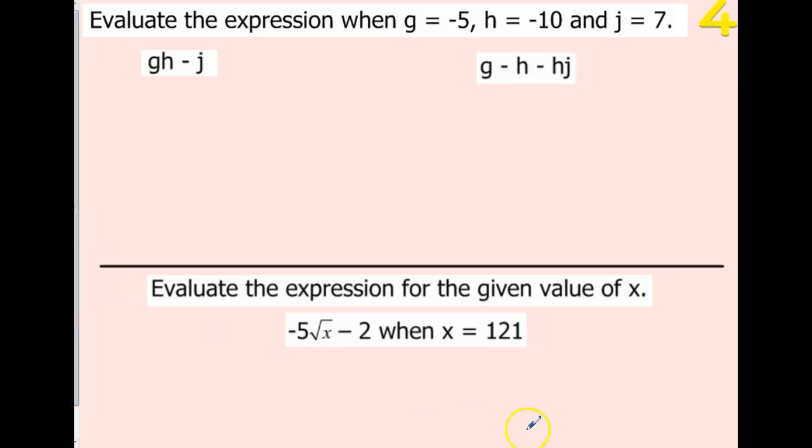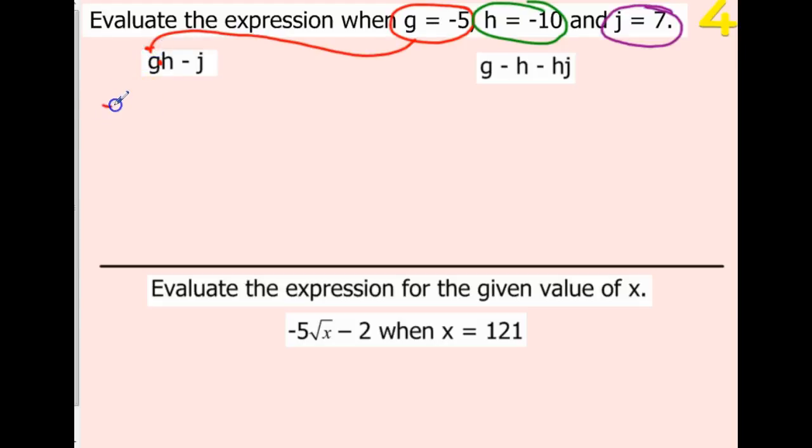Last couple, solving expressions and then order of operations. So evaluate the expression when g equals -5, h is -10, and j equals 7. So I know here that g and h are touching, so I know it's going to be multiplied. Don't just put them together. G is -5 times h, which is -10. And then this says minus from the equation right here, and then j is 7.